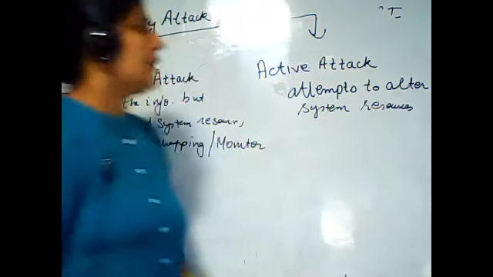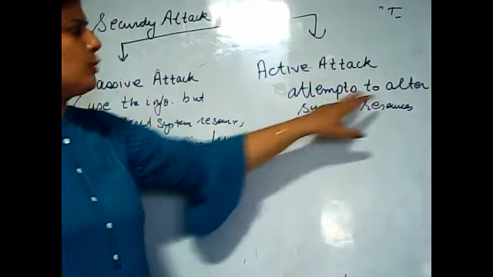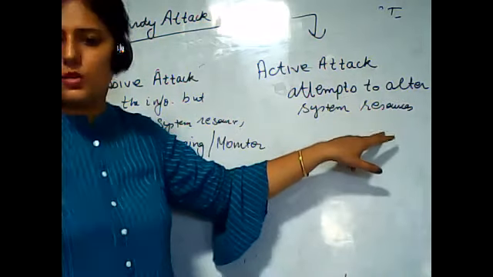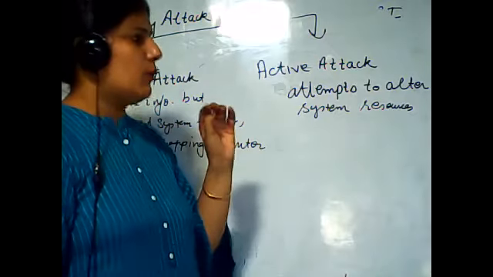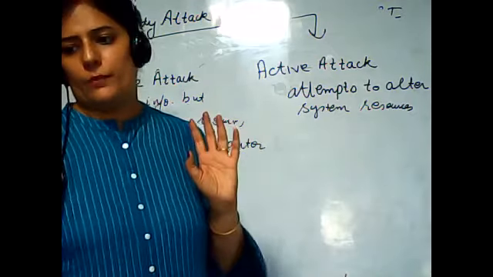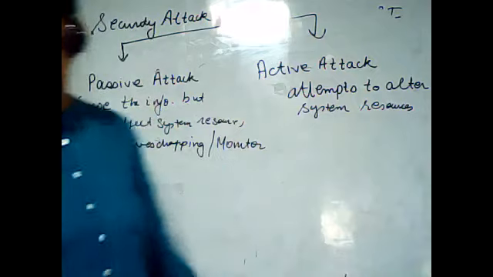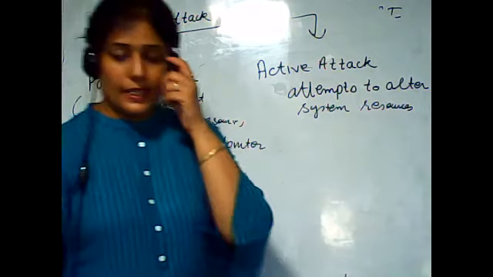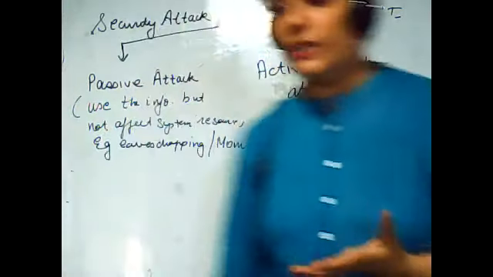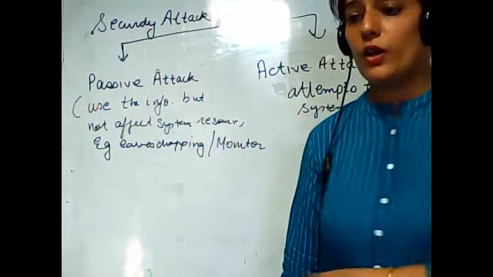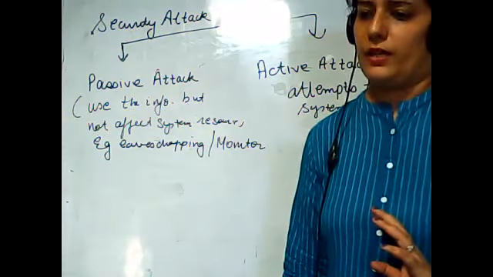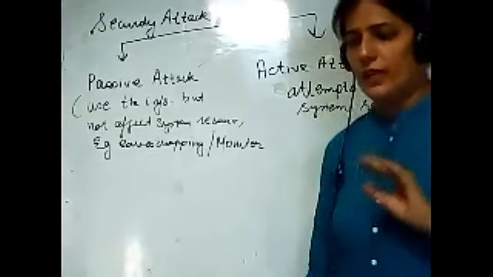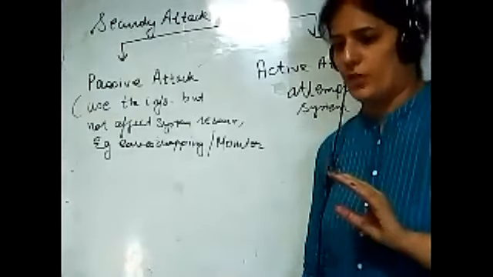So what an active attack does is attempt to alter the system resources. It will try to provide whatever type of alteration it can do. And what is the main idea of that alteration? It just wants to mislead you and modify your information. That is the main purpose. So it will actively participate in your transmission.